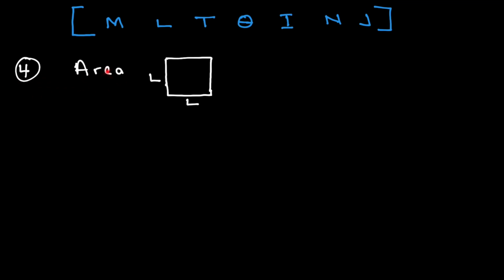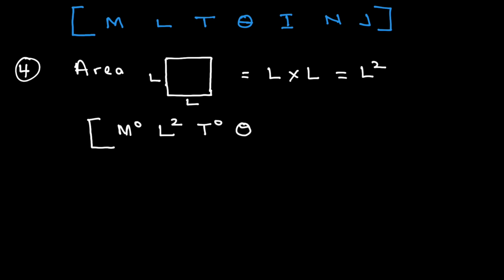Four, area. Area is length times breadth, but this is the area of a square. So the area of a square is L times L, and that is L squared. So what do we have? Do we have M? M is 0, L is 2, and I put 2 there. Time is 0, temperature is 0, current is 0, N for mole, that's 0, and J for intensity, 0.